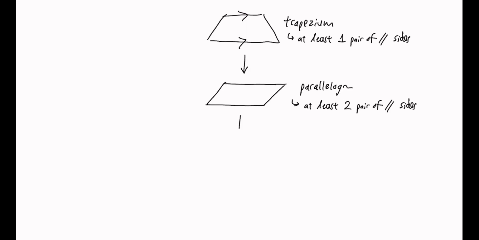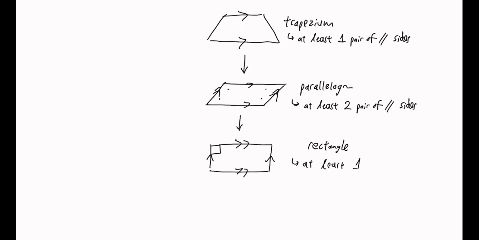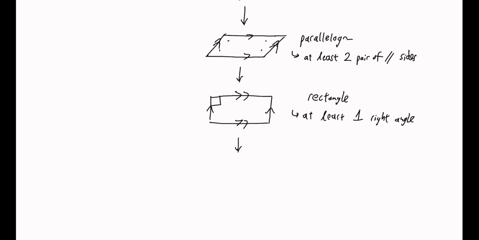Now if you add one more condition, where at least one of those four corner angles must be 90 degrees, what shape do you get? Still two pairs of parallel sides, but you upgrade to a rectangle. So it's at least one right angle. Then if I specify one more condition, which is that opposite sides are equal in length.